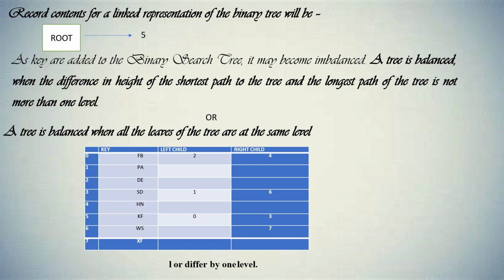A tree is balanced when the difference in height between the shortest path and the longest path of the tree is not more than one level. Or, a tree is called a balanced tree when all the leaves of the tree are at the same level. Here is the representation of the tree, whereas this is an imbalanced one because XF is added over here.